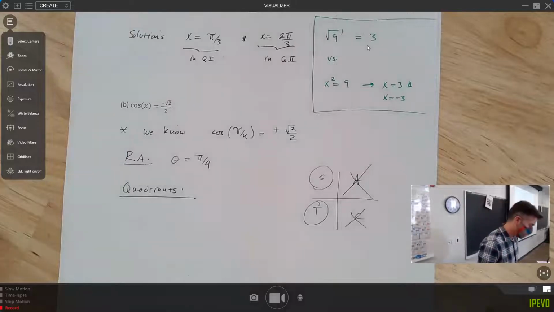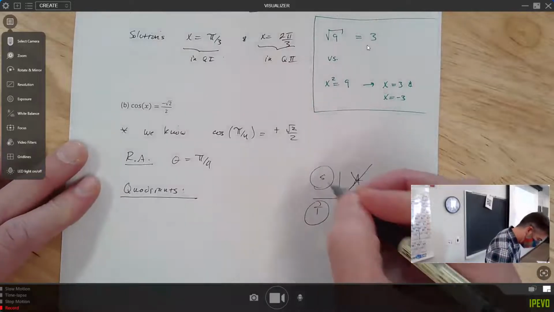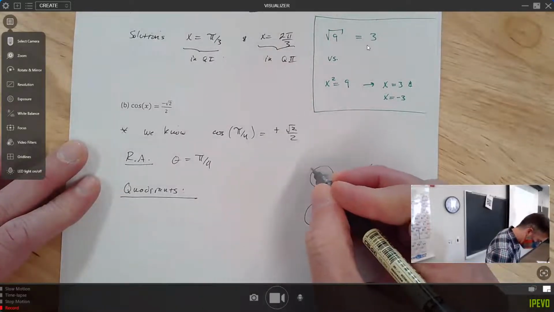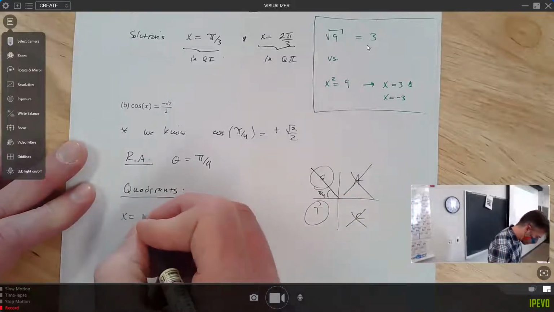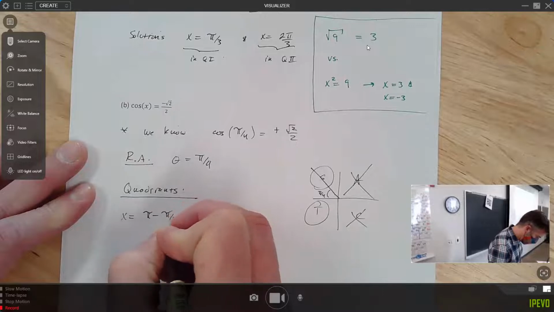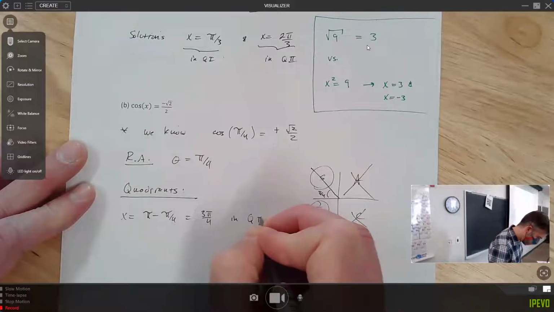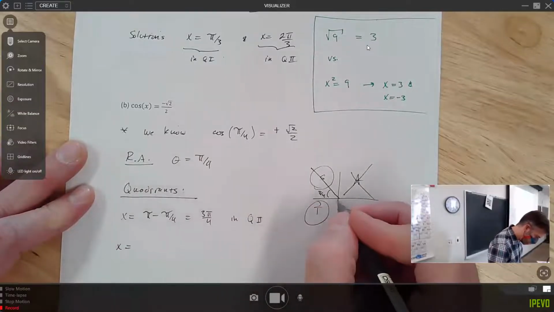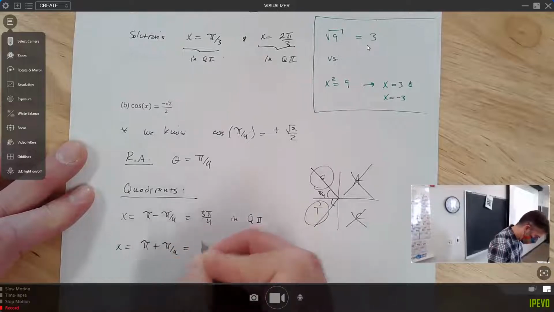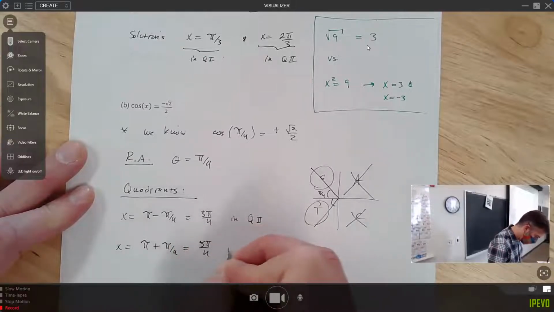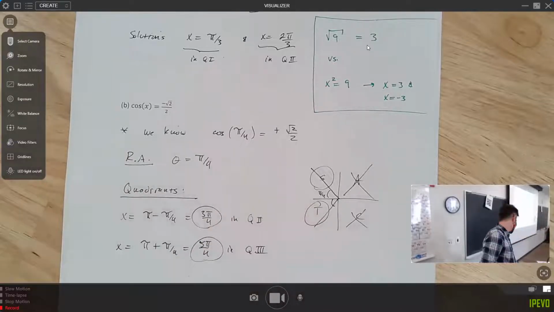Thank you. So depending on how you want to do this, right? You could say, well, in quadrant 2, my reference angle is pi over 4. So my actual angle is going to be pi minus pi over 4, which is 3 pi over 4. And that's in quadrant 2. And then my other one's going to be in quadrant 3, pi plus pi over 4, which is going to be 5 pi over 4. And those are my answers.